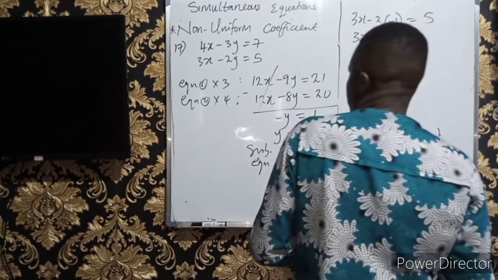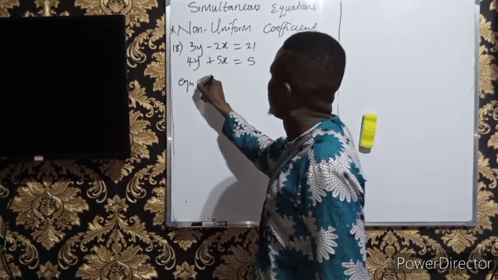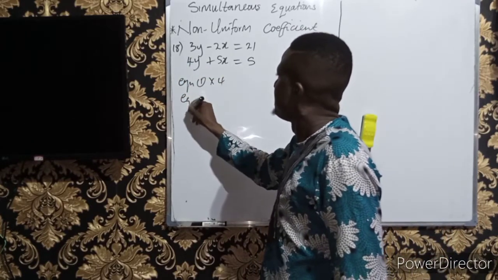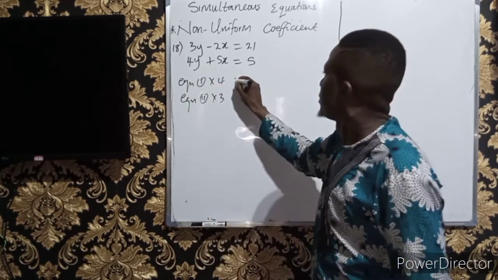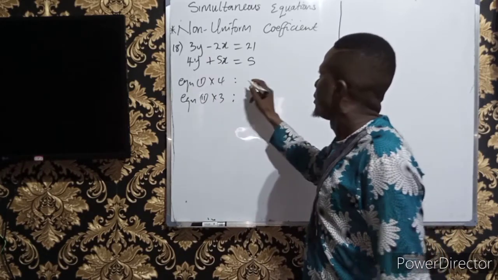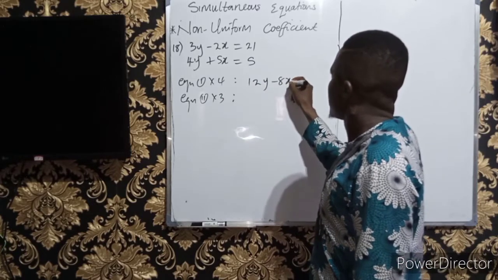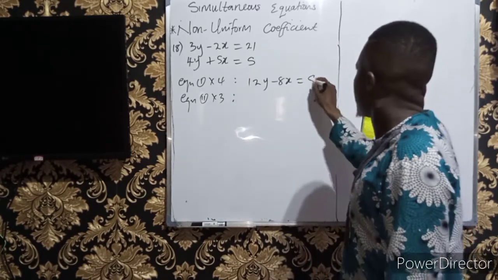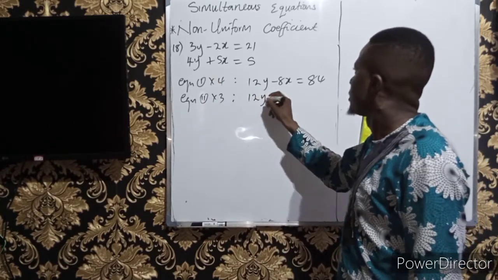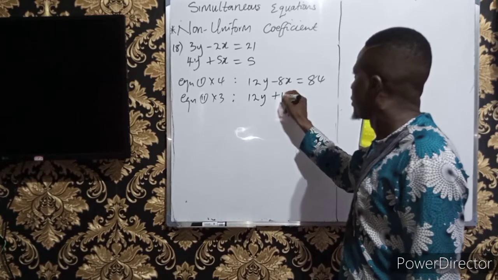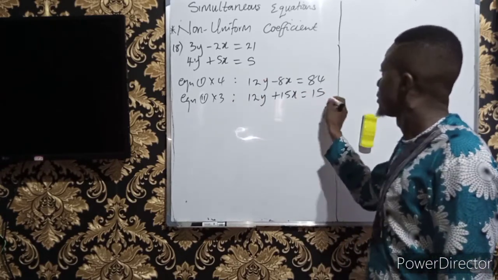Let's take the 18th question. So I'll swap the coefficients to multiply. I will say equation 1 times 4, equation 2 times 3. I want to eliminate y. 4 times 3y is 12y. 4 times minus 2 is minus 8x. 4 times this will give us 84. 3 times 4y is 12y. 3 times 5 is plus 15x. 3 times 5 is just 15.